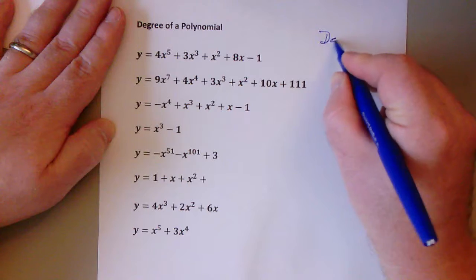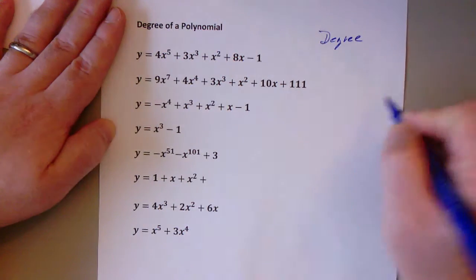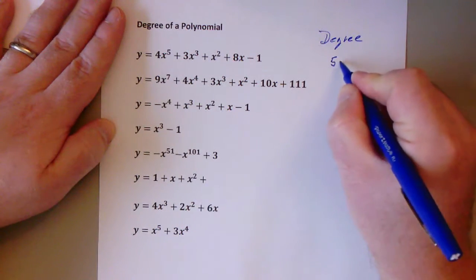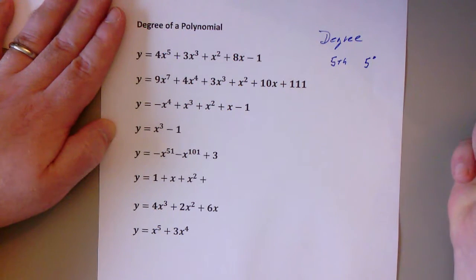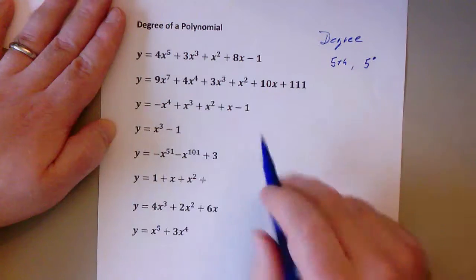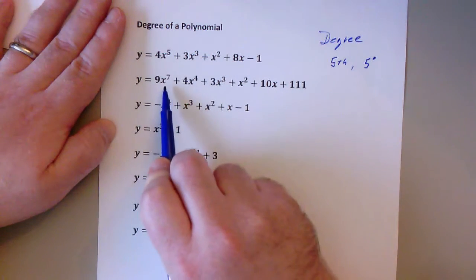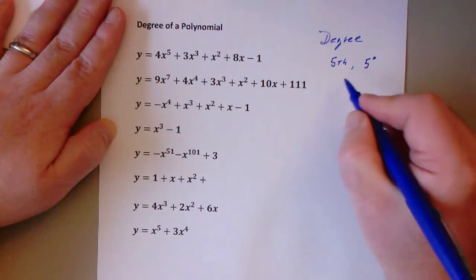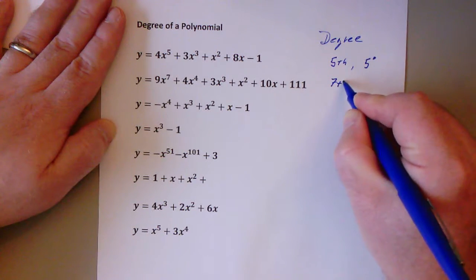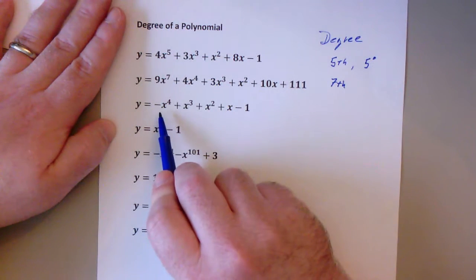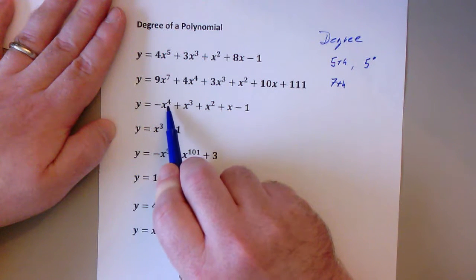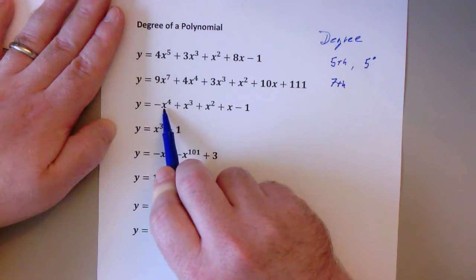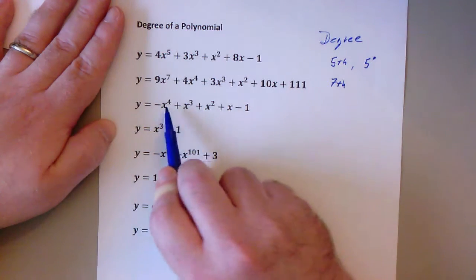Okay, so it makes that 5th degree. You can also write this as 5 with a little degree symbol next to it. We know what that means too. Alright, so this one, 9 times x to the 7th. This is the 7th degree. Alright, here, the negative doesn't make a difference because that's a coefficient. We're only interested in the exponent on the x terms. Okay, so the largest here is 4. This is 4th degree.